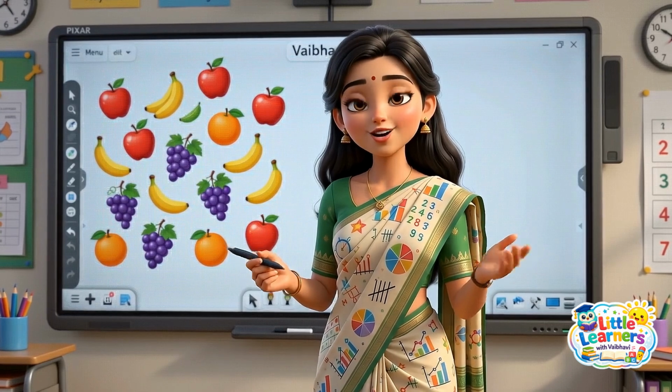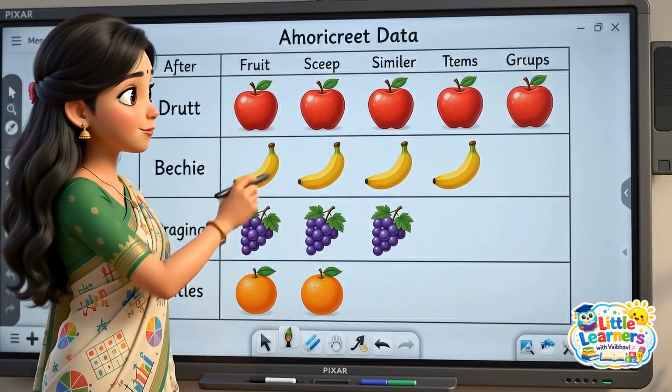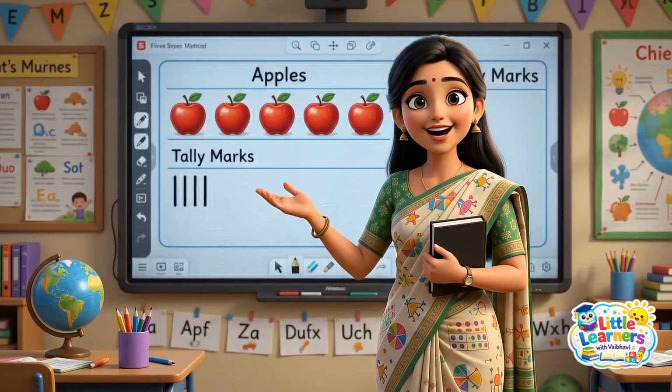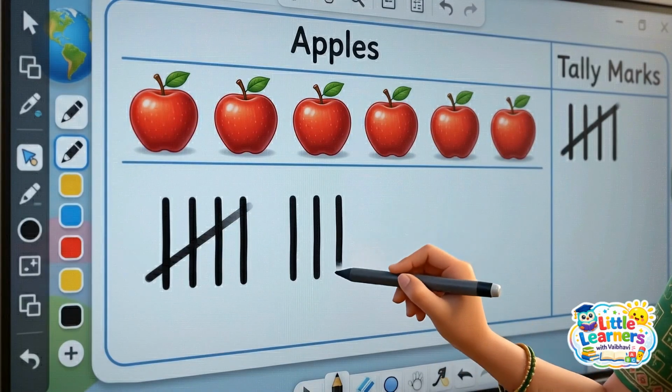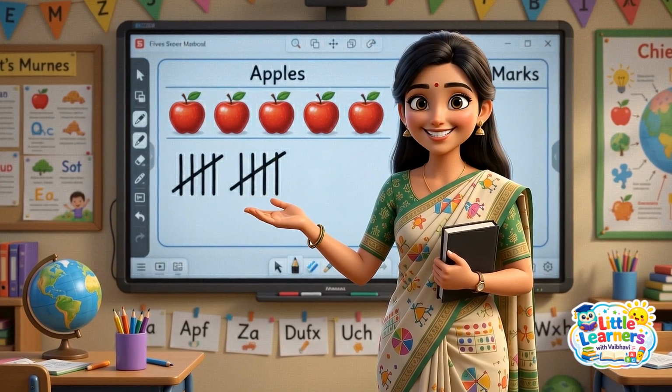After collecting data, we organize similar items into groups. This makes the information neat, easy to read, and simple to compare. Instead of writing numbers again and again, we use tally marks. Every fifth tally crosses the first four to make counting quick and easy.